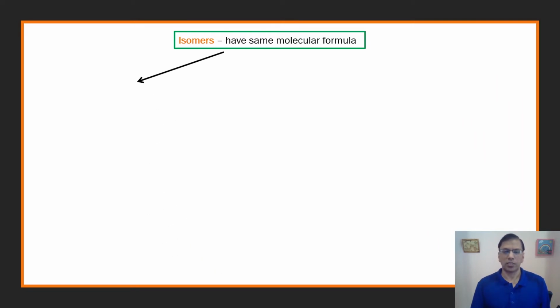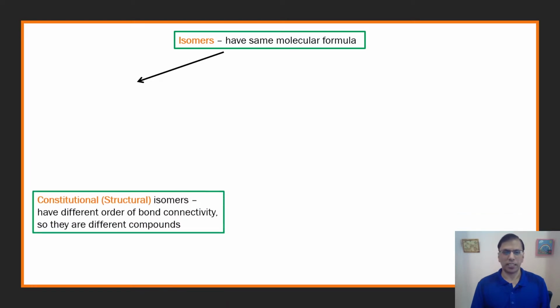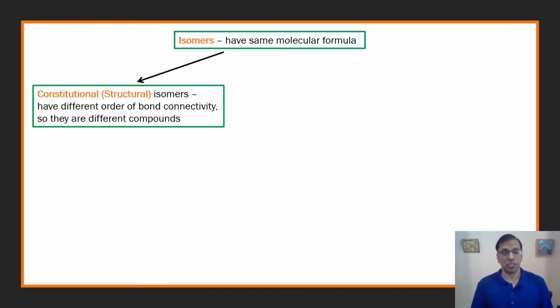And so isomers can be classified as constitutional isomers or structural isomers, and they differ in the way the atoms are connected to each other. And so constitutional isomers are different compounds. Let's look at an example.